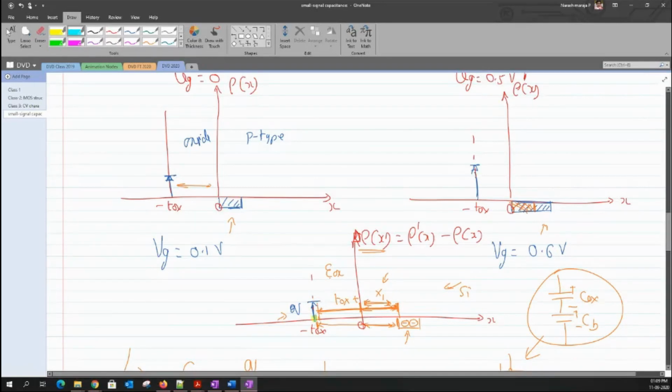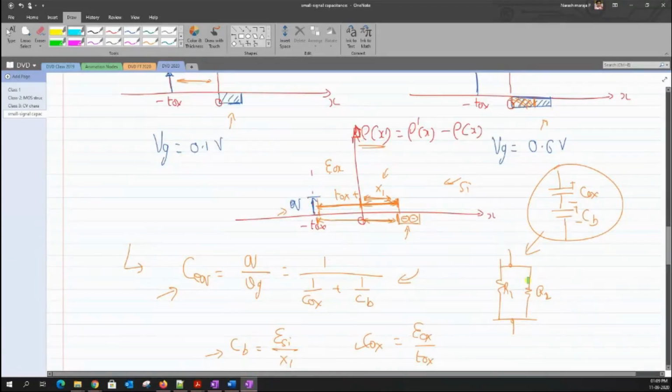the metal. But these charges are now not separated just by the value of TOX. They are separated by a larger distance, and that distance includes the depletion region as well. That's the reason why the capacitance can be visualized as two capacitors connected in series. One is the capacitance across the thickness of the oxide, and the other is the capacitance due to the depletion region. Clear?